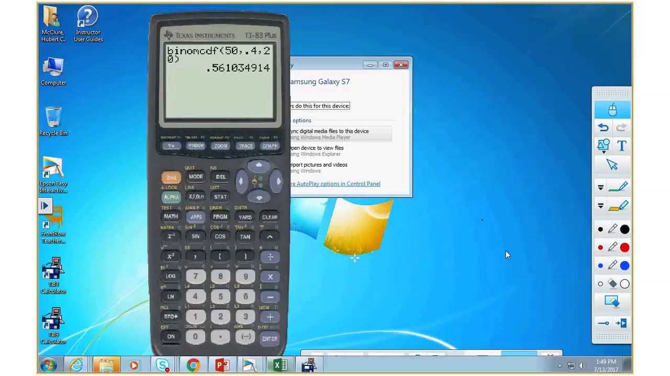Trials. Well, think about it. What's trials? Trials is 50. P is always going to be a percentage. And X is the only thing left, which is 20.